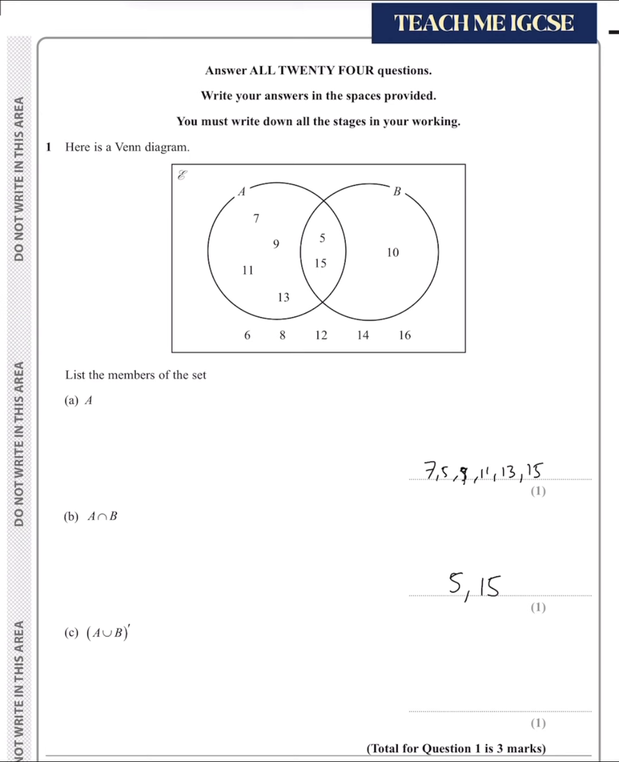So A union B is everything inside A and B, which are 7, 9, 5, 11, 13, 15, and 10. And the complement of that will be everything outside of those numbers. So 6, 8, 12, 14, and 16 will be the answer.